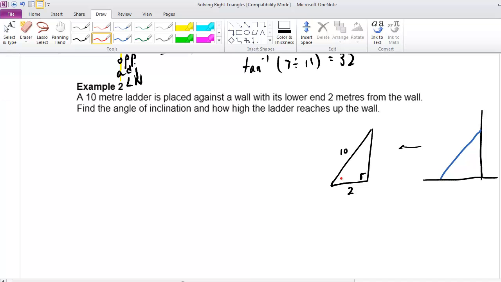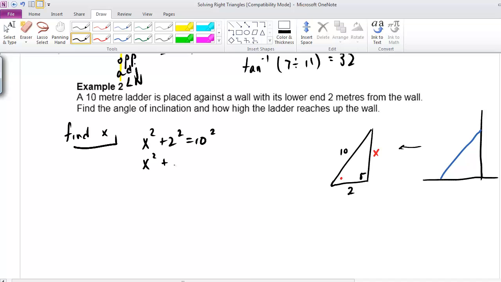Again, we did this when we did that in measurable height. And now I can go about doing my trigonometry. I can't use Pythagoras. Oh, sorry. The other thing I want to figure out is how high up the wall it goes. I can use Pythagoras to find x. And it's x squared plus 2 squared is equal to 10 squared.